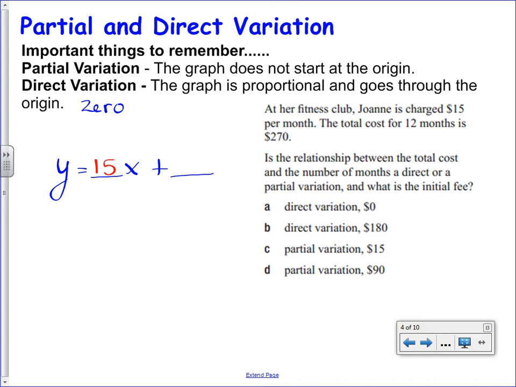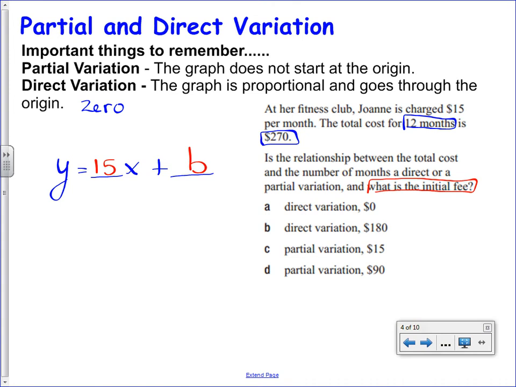Now, right away, it says, what is the initial fee? I don't know that. My initial fee is another way of saying my B. That's saying I don't know my B. So I actually have to solve for B. But they give me some information. They tell me that the total cost for 12 months is $270. What am I going to do with this, Jonathan?